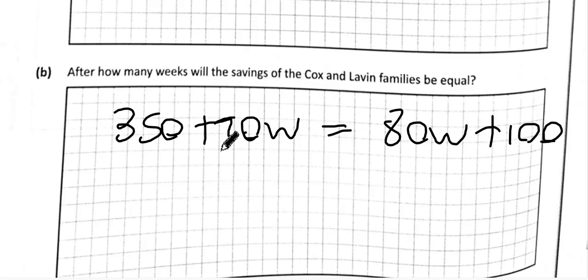Yeah, so what I would do is stays or goes. W's are going to play for the red team. Any other number plays for the blue team. So 350 stays or goes.